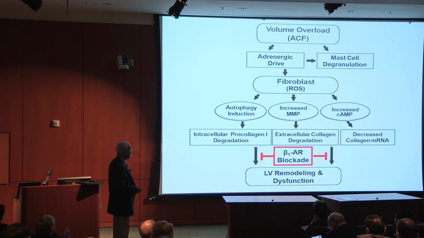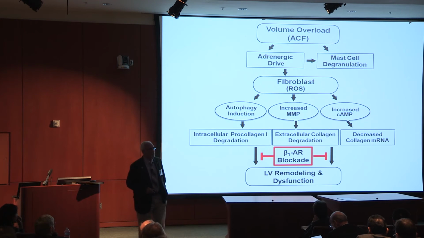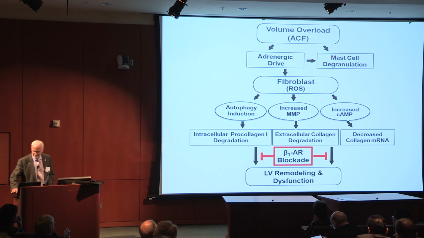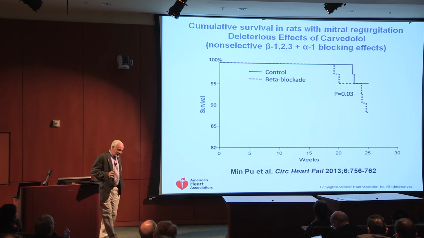Also, we see a lot of mast cells in the human, the dog, and the rat, and a lot of mast cell degranulation, for which there is a connection. An increase in ROS, increased cyclic AMP, decreased collagen formation and degradation by autophagy, and increased MMP production. And indeed, when we gave a beta-1 receptor blocker in the dog, we actually were able to preserve collagen and improve cardiomyocyte function.